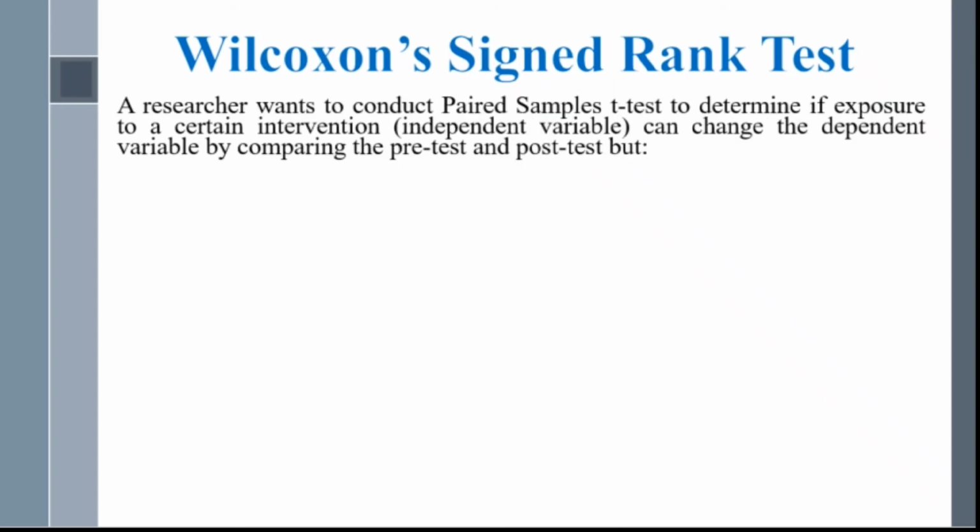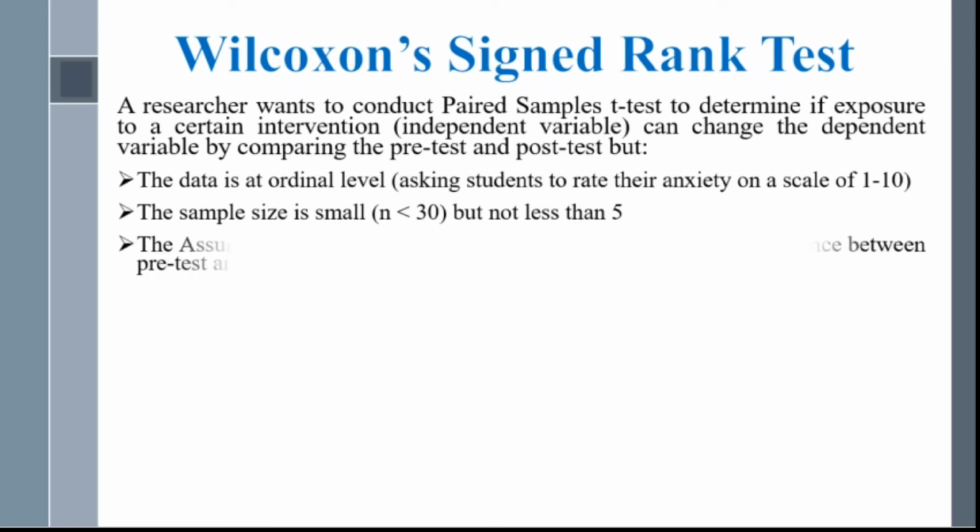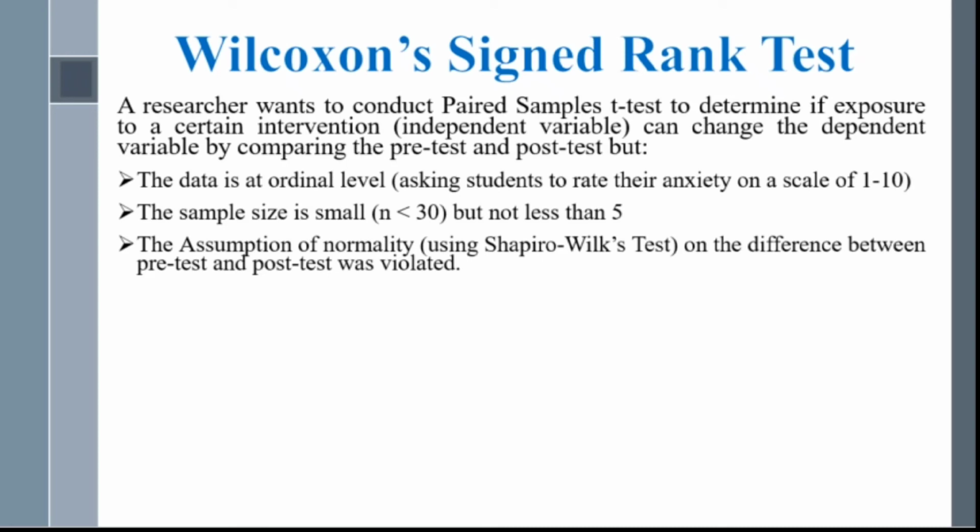A researcher wants to conduct a paired samples t-test to determine if exposure to a certain intervention, or the independent variable, can change the dependent variable by comparing the pre-test and post-test. But the data is at ordinal level, asking students to rate their anxiety on a scale of 1 to 10. The sample size is small, which is less than 30, but not less than 5. The assumption of normality using Shapiro-Wilk's test on the difference between pre-test and post-test was violated.